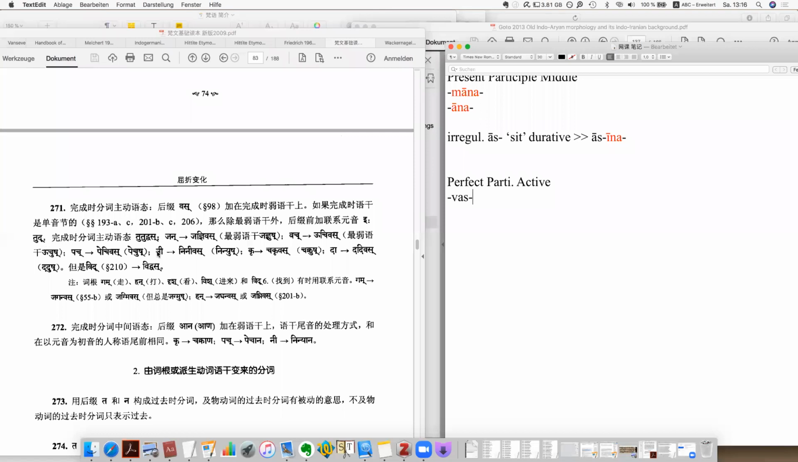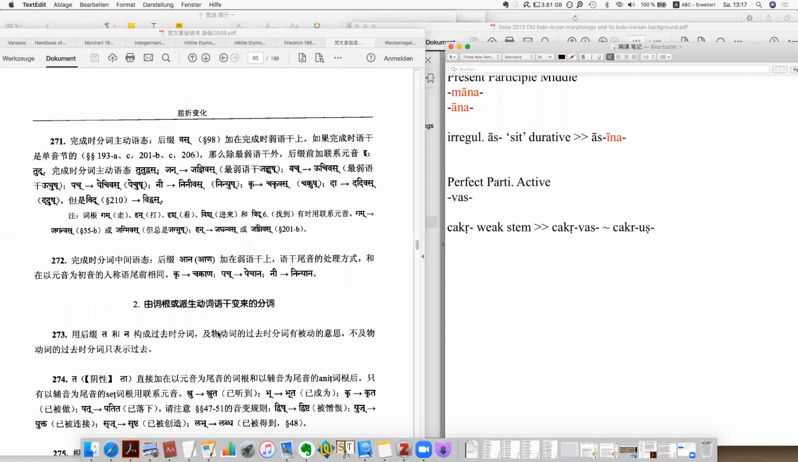And this vas has some variants, right? I think it's not written here. Here, I find it here. Like for this root kr, you build the perfect. It's called chakra, and pay attention, this is the weak stem. So kr, chakra. And then you have the participle called chakravas, right? But this is not the only form. You also have a variant called chakru. So this is another form.